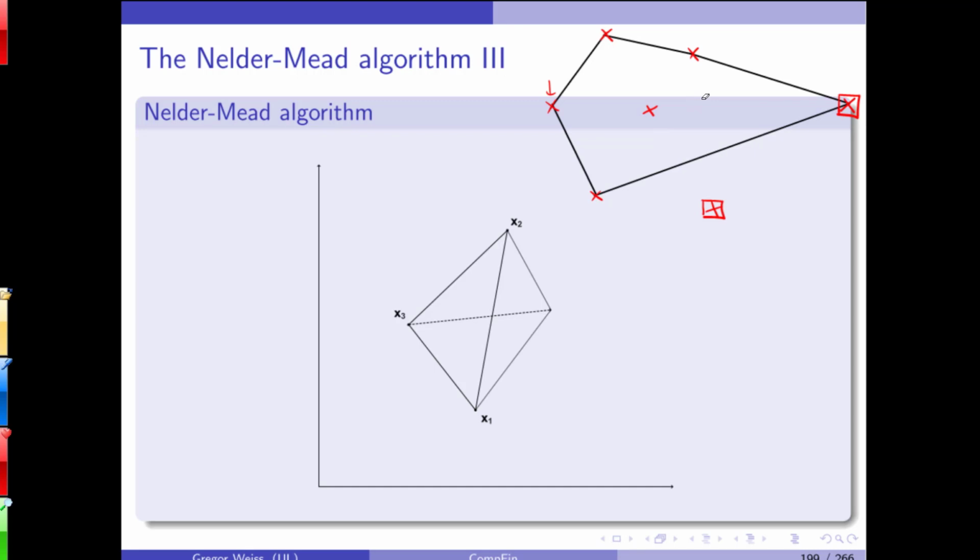And this is how you repeat, iteration after iteration. And that's the Nelder-Mead algorithm in a nutshell. I hope I described it correctly. Yeah? Okay. Our colleague from the math department here says it's okay.